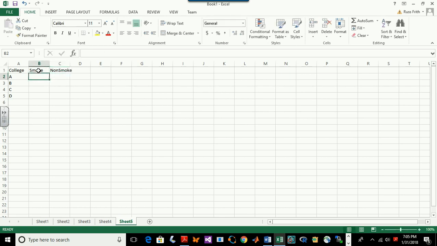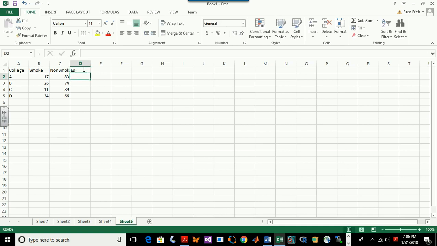For college A, smoke was 17 and non-smoke 83. For B, it was 26 and 74. C, it was 11 and 89. And D, it was 34 and 66. Okay, so these are the observed values for smoke. So let's do the expected values for smoke.